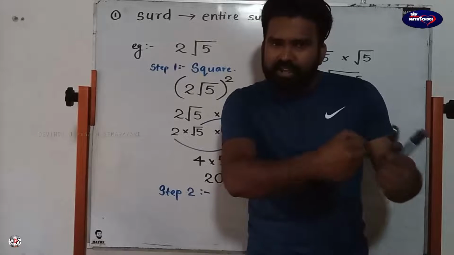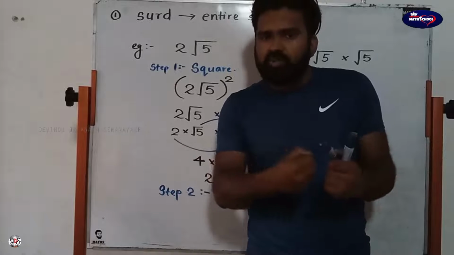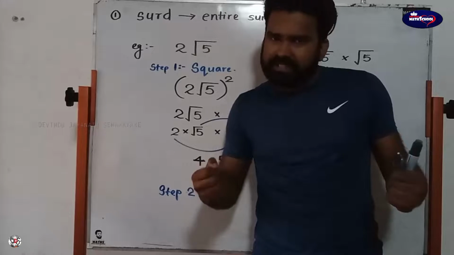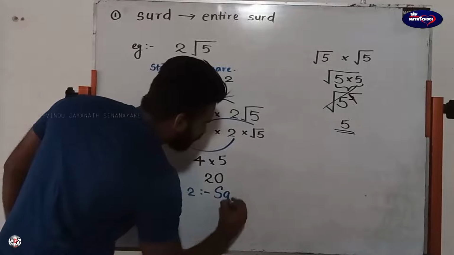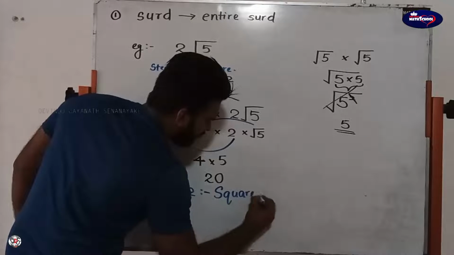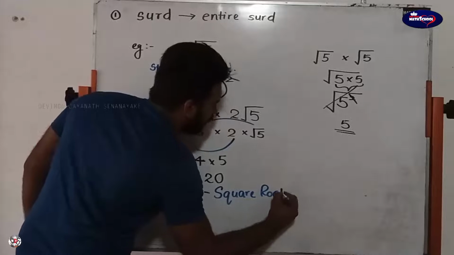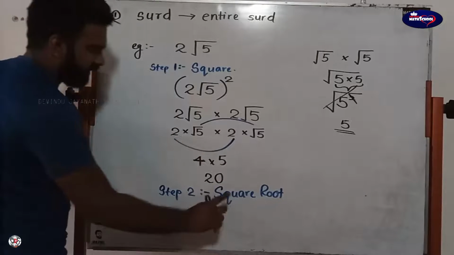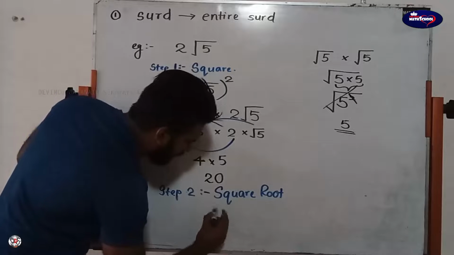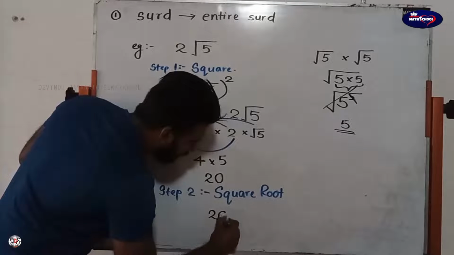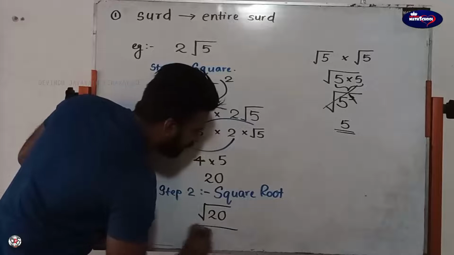Right? So we should remove that square. To remove that square, the opposite of the square, that means we should apply the square root. Here you should apply the square root. So the number that we have is 20. For that number, we are just putting the symbol of square root.